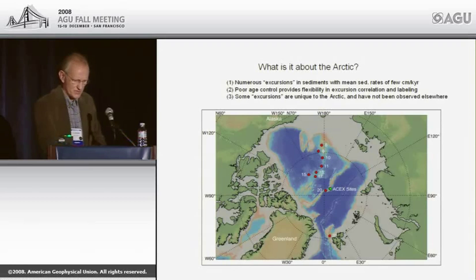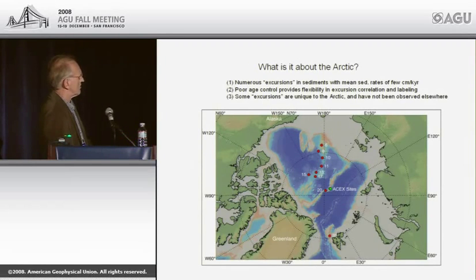Now, one of the things we can't really avoid talking about when we're talking about excursions is the Arctic, because the Arctic has been particularly fertile ground for the recording of magnetic excursions. There have been numerous excursions in sediments from the Arctic where mean sedimentation rates are just a few centimeters per kiloyear. Now, in the North Atlantic, we would never expect to see excursions recorded in sediments with accumulation rates less than about 8 to 10 centimeters per 1,000 years. And yet, in the Arctic, where sedimentation rates in much of the Arctic, depending on where you are, very often less than 2 centimeters per 1,000 years, we see a lot of apparent excursions.